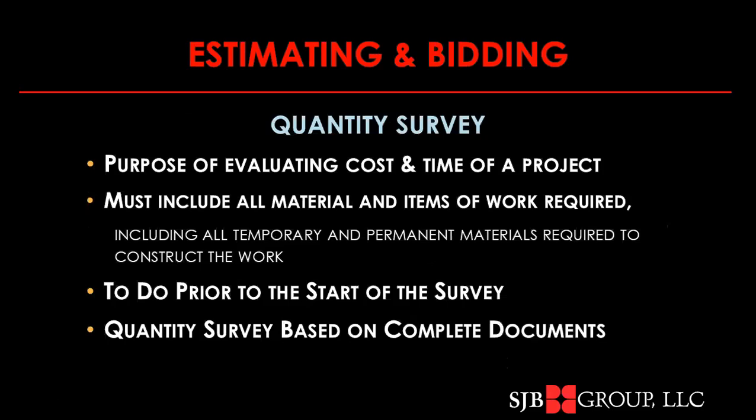So we're now at the third of the big 6 bullets, dealing with our quantity survey. We're going to cover the purpose of evaluating the cost and time of a project. We must include all the material and items of work required for the project. This includes the temporary work on top of the permanent materials required for the work. We need to do this prior to the start of the survey, the site visit, at least a large part of it.